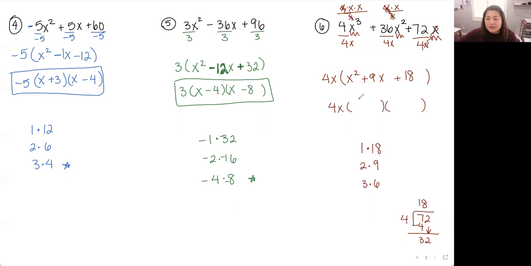X squared, my goal. I'm going to have x and x, right? X times x is x squared. And then again, I'm going to start from the bottom and work my way up. I know that 3 times 6 is 18, but I also know that 3 plus 6 is 9. So I'm just going to go ahead and do plus 3, plus 6, final answer.